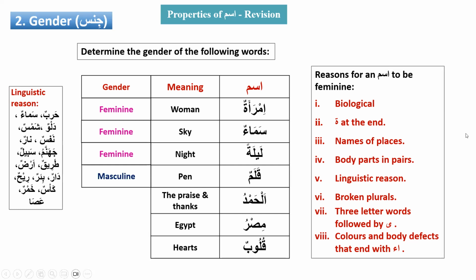Okay. Shifa. Yes. First, sorry, next word. Okay. Alhamdu, it's masculine. Saad Iqbal. Misru is feminine because it's a name of a place. All right. Okay, kulubun. Kulubun means hearts.